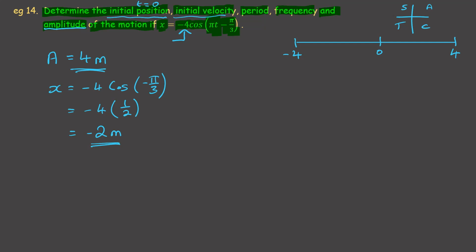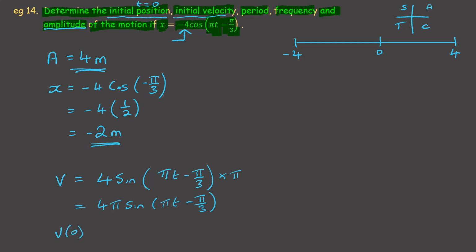Initial velocity, so we want the velocity, we're going to need to differentiate. So cosine goes to negative sine, so it's going to be 4 sine, the argument won't change, so that's going to be pi t take away pi by 3, and then by the chain rule we need to multiply by pi. So we're going to have 4 pi sine (pi t - pi/3), and then we want v of 0, which is going to be 4 pi sine of negative pi by 3.